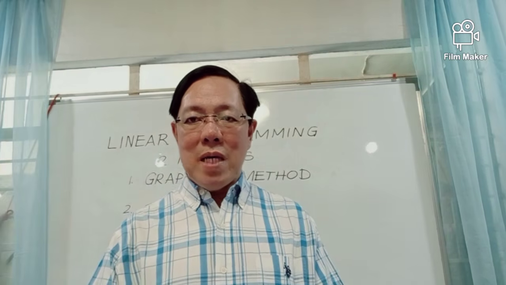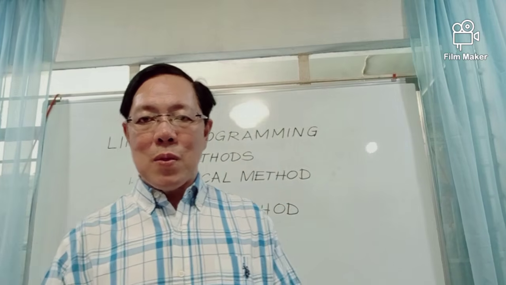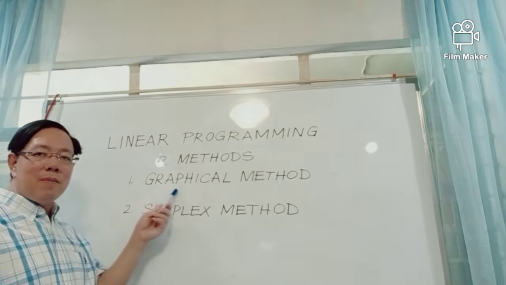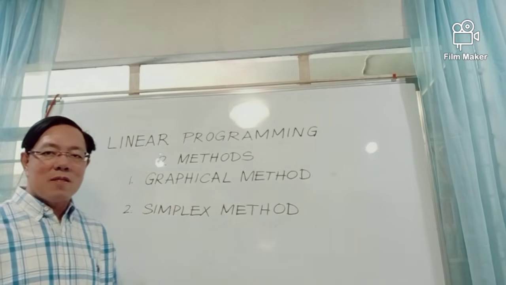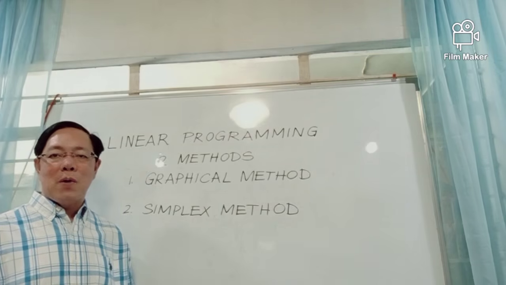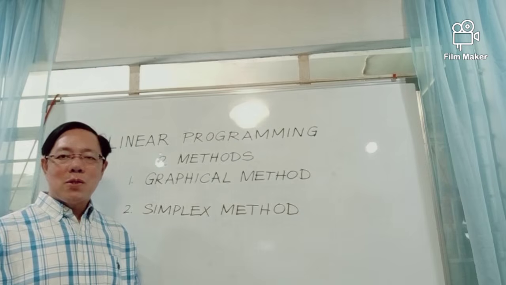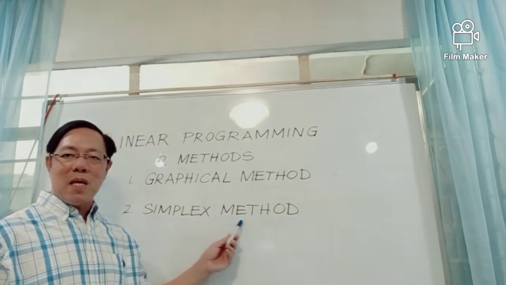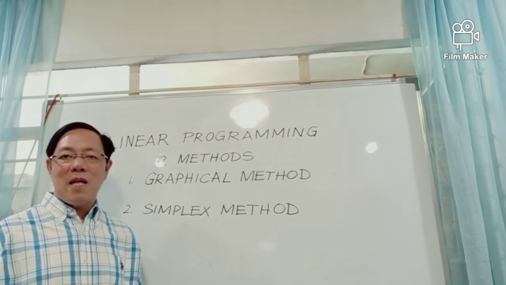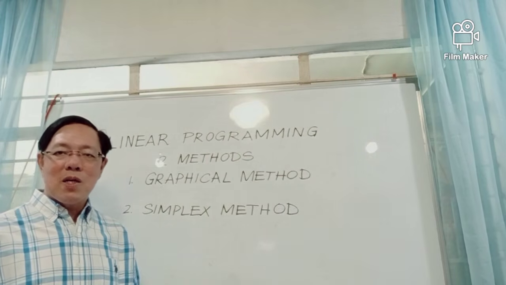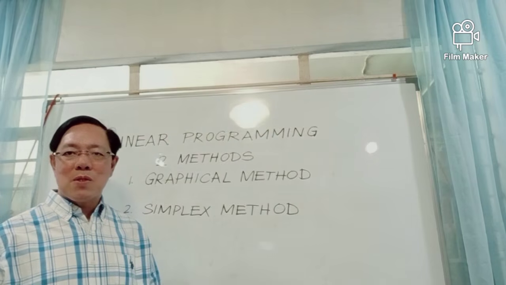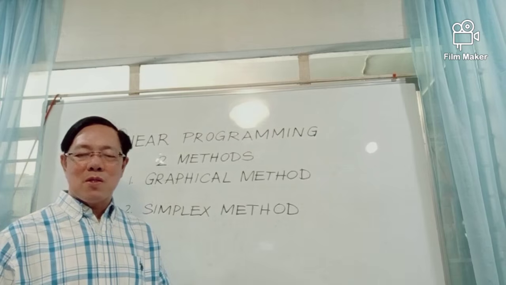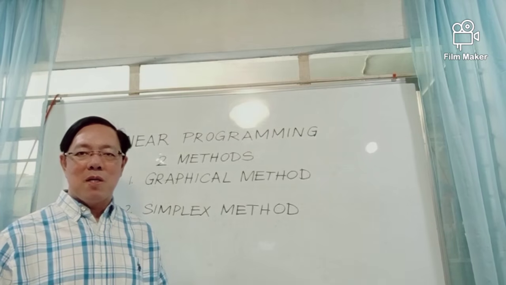Again, the two methods for solving a linear programming problem are: number one, the graphical method, which has a limitation. It can be used only for a linear program with at most two decision variables. The second method is known as the simplex method, which is a generalized technique for solving linear programming problems. It can be used to solve a linear program with many decision variables, with more than two decision variables.